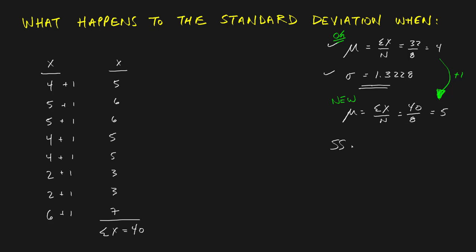The sum of squares is equal to the sum of x squared minus the sum of x, in brackets, squared, over n. I already know what the sum of x is. It's 40. I already know what n is. n is equal to 8. I need to square that. I just need to know the sum of x squared. So I'm going to square my x's. So 5 squared is 25, 6 squared is 36, and so on.